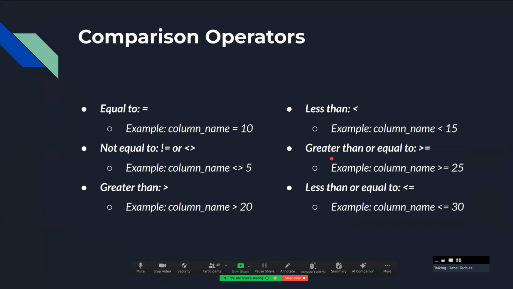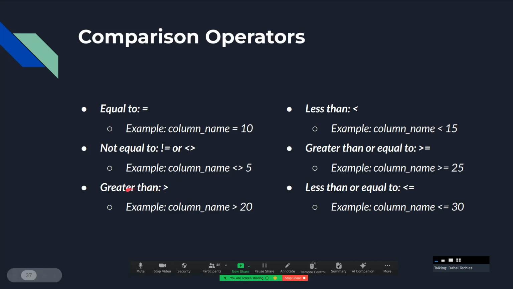Okay, so the first one we've already seen, equal to, that's the comparison. Then we have not equal to. So in this one, you want to view all the movies except the ones that came out in 2000. And this is the operator, this is the sign. You use exclamation mark and equal to, or you just use the greater than, less than symbol together. They do the same thing.